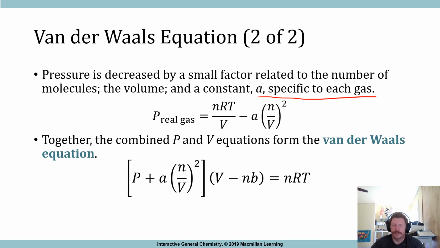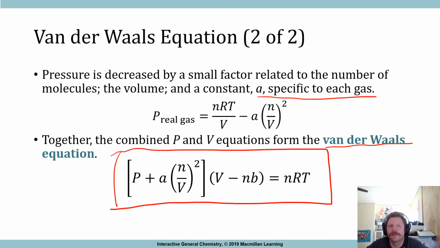Now, what we need to do is take these two components and produce the van der Waals equation. So the pressure of a real gas and the volume of a real gas ultimately extend to this equation right here: P plus a times n over V squared, times V minus nb, is equal to nRT.